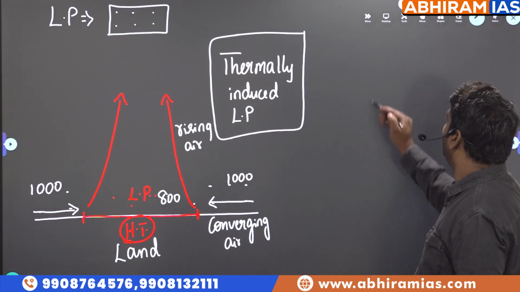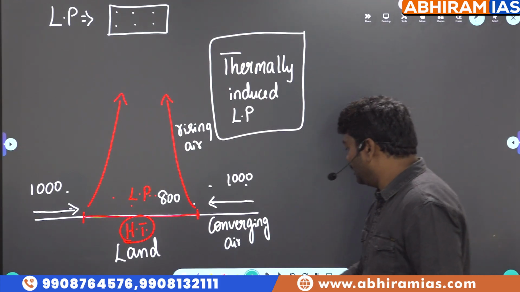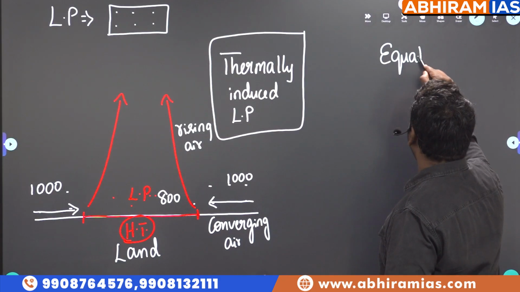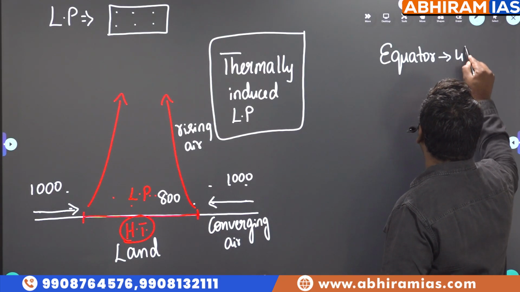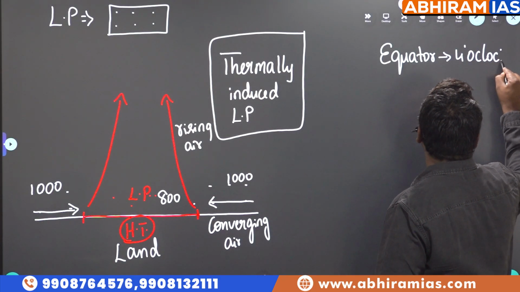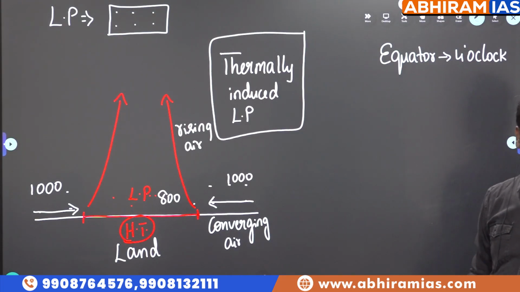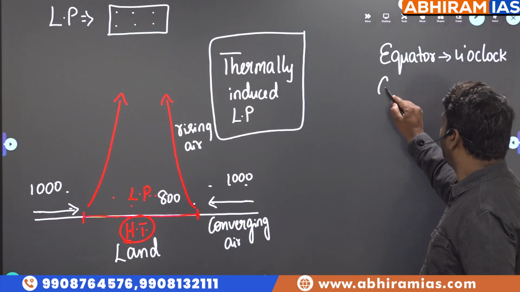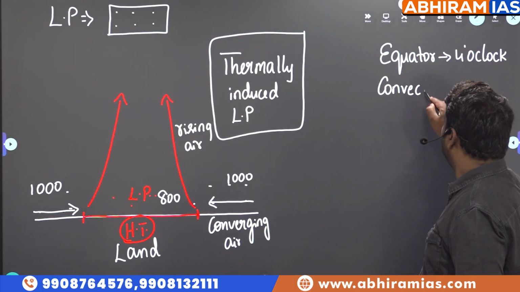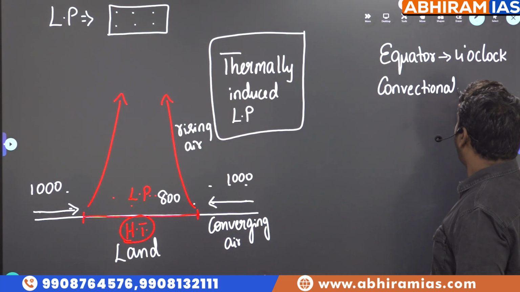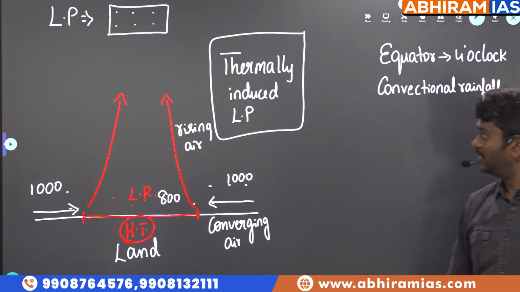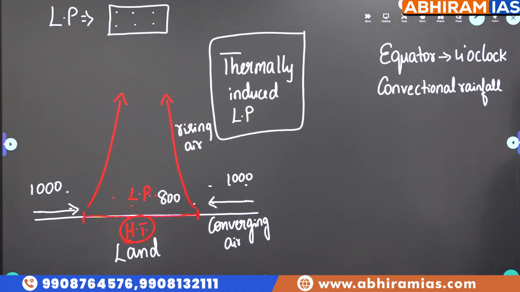Below this, you write equator. Equator has 4 o'clock rainfall. Have you heard? Equator has 4 o'clock rainfall, and that is because of thermally induced low pressure. Have you heard of something called convectional rainfall? That is also due to thermally induced low pressure.